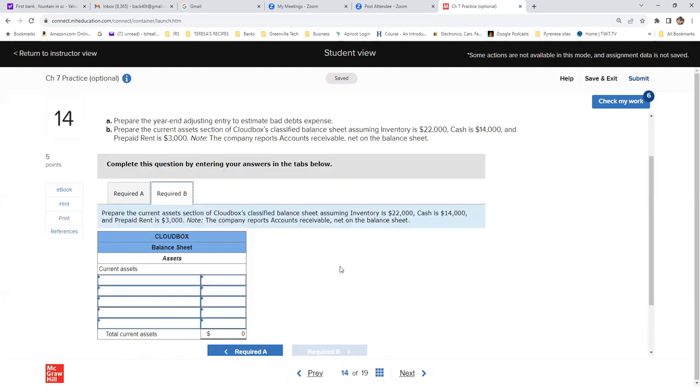Requirement B, prepare the current asset section of classified balance sheet. Assuming inventory is 22,000, cash is 14,000, prepaid rent is 3,000. Pretty straightforward. Okay. It's going to be cash to begin with, 14,000. And it's going to be accounts receivable of 8,500.